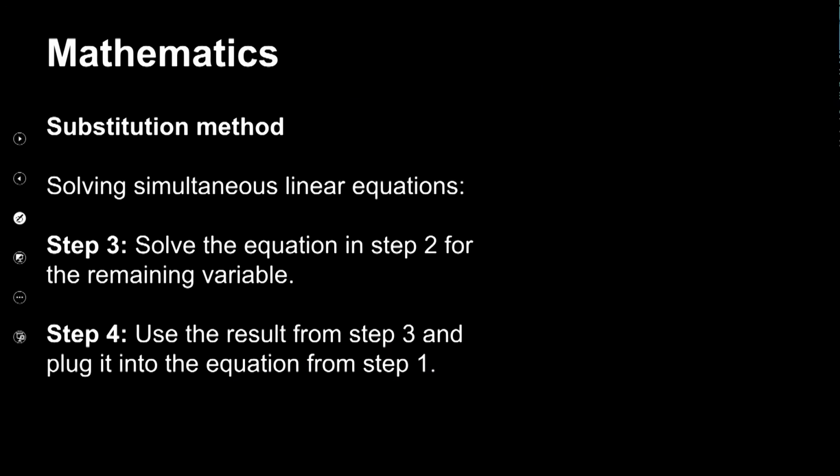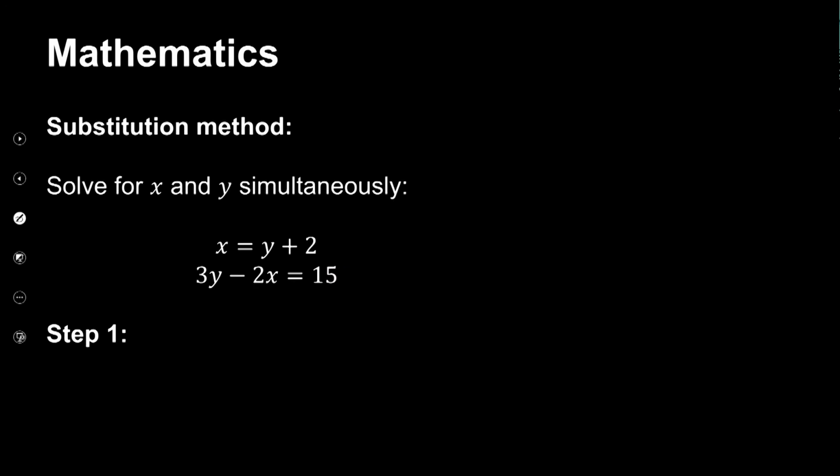Step 3, you solve the equation in step 2 for the remaining variable, meaning if only x is remaining after substituting, then you solve for x. If only y is remaining, you solve for y. Then lastly, you use the result that you got. So if you solved for x, you're going to substitute the x into one of the equations, which is the equation that you did in step 1, right? If you solved for y, then you will use y in the equation that you used in step 1. But let's actually see what exactly I mean here.